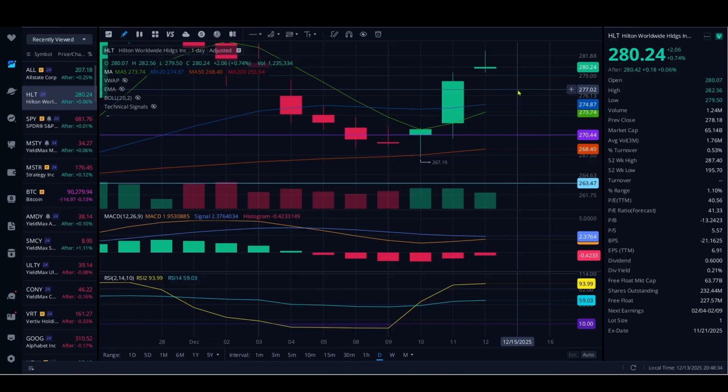So for this one, I've showed where I could have an average of about 270.44, and I could have a stop limit at around that 273.74. Not too bad at all.